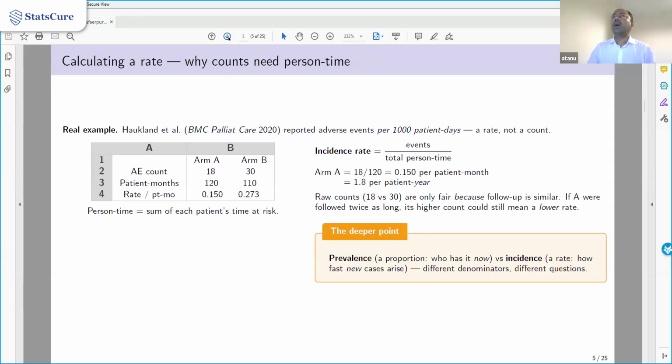And before going to incidence rates, do you have any points or concerns we can discuss?